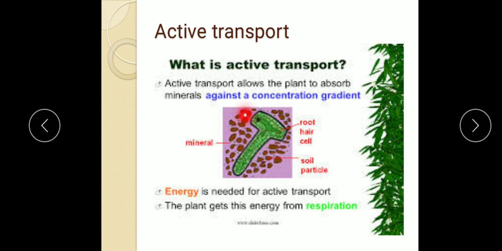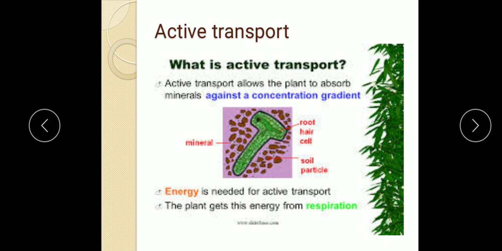So what is active transport? Active transport is the movement of mineral ions from a region of their lower concentration to the region of their higher concentration. This is known as the active transport. Underline this definition also in your book. And active transport is the opposite of diffusion. So the difference between diffusion and active transport is also given in your book, you go through it.